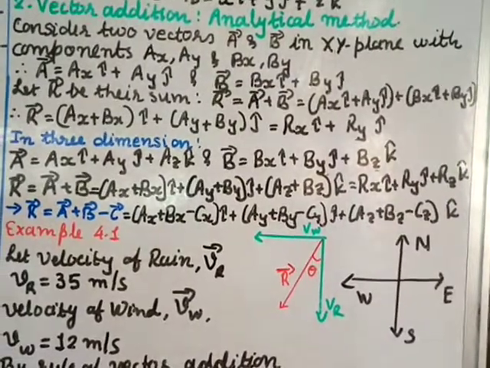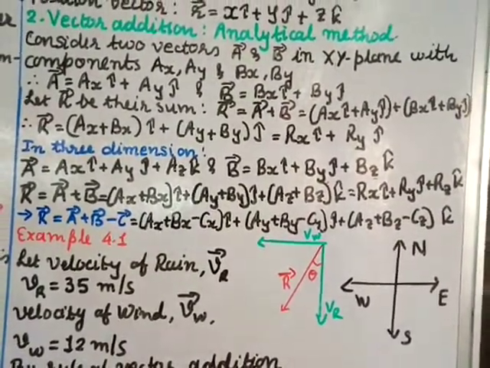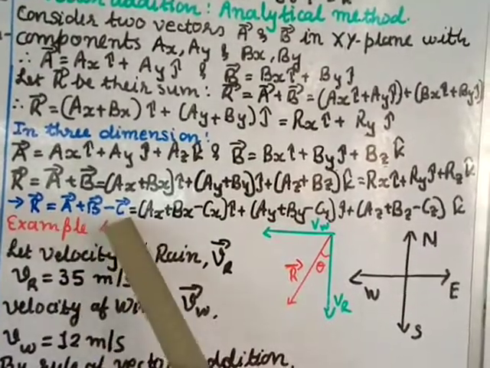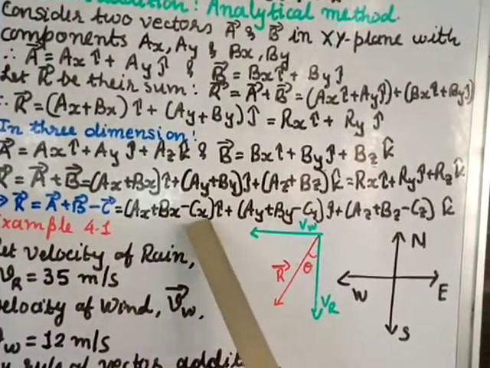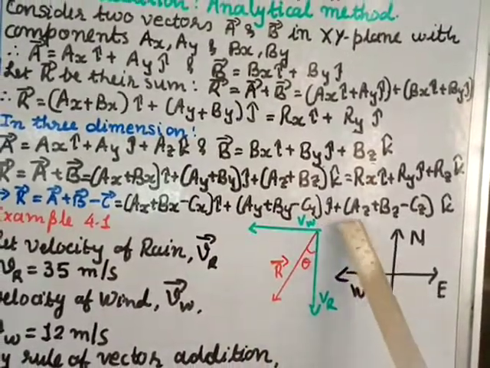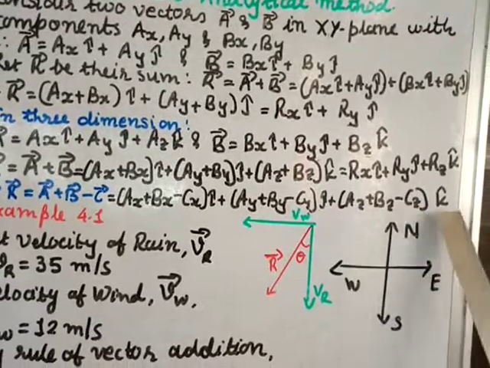Now in another general way, if you have addition and subtraction, then we can say r is equal to a plus b minus c. Then this can be ax plus bx minus cx i cap plus ay plus by minus cy j cap plus az plus bz minus cz k cap.